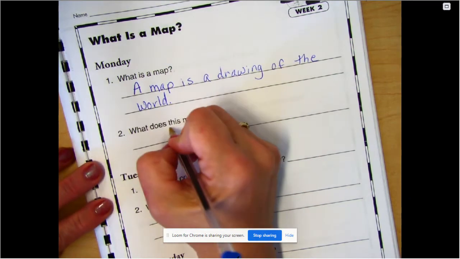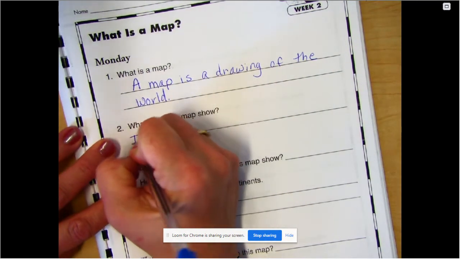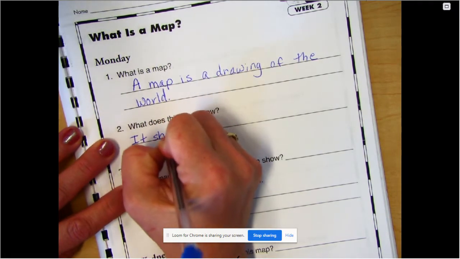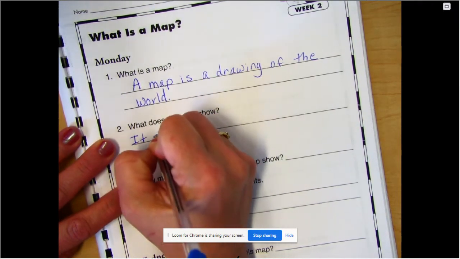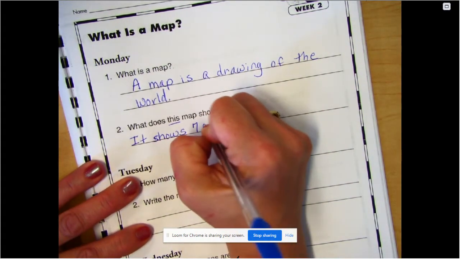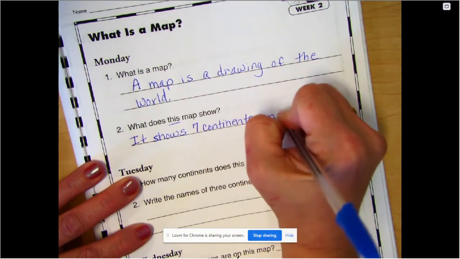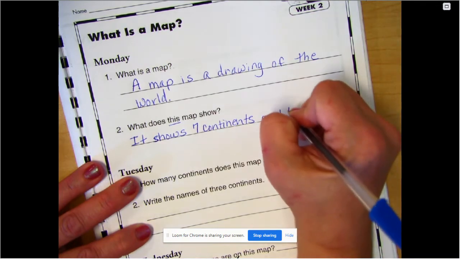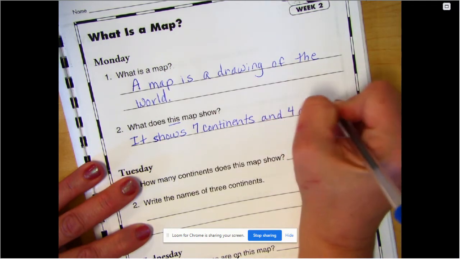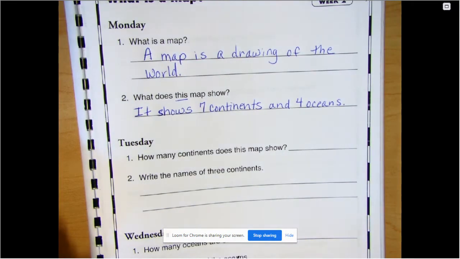What does this map show? Well, we don't have as much room to write. It shows, what did it show us? Do you remember? It shows 7 continents. That's the land masses that are there. And what else does it show? 4 oceans. Go ahead and get that written down in your book.